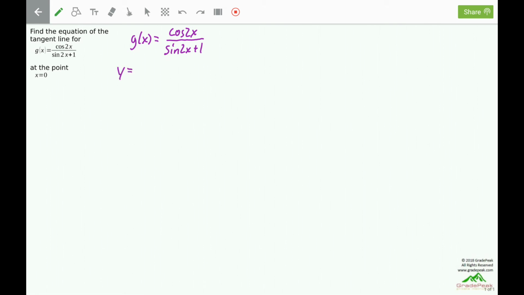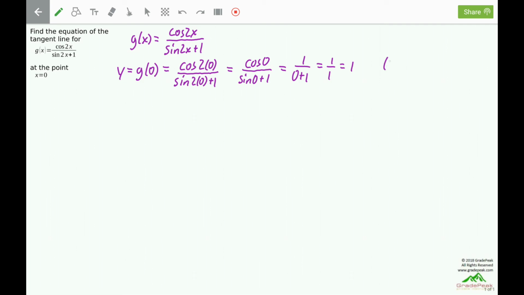Our y coordinate will be this function evaluated at the x coordinate of 0. So we're going to plug a 0 in for all the x's. We will have cosine of 2 times 0 divided by the sine of 2 times 0 plus 1. 2 times 0 is 0, so we'll have the cosine of 0 over the sine of 0 plus 1. The cosine of 0 is a 1. The sine of 0 is a 0. And so we'll have 1 over 1, or 1. So the x-coordinate of 0 has a corresponding y-coordinate of 1. So we have the point 0, 1.